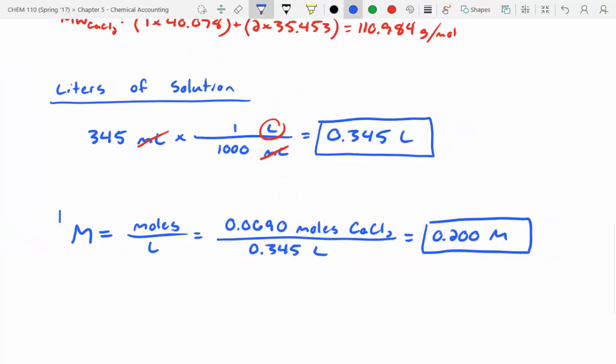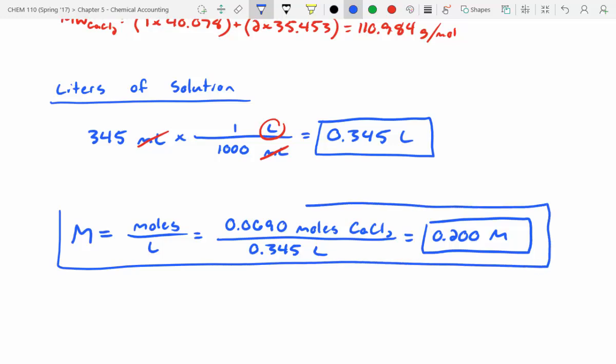So sometimes these solution problems do involve unit conversions from grams to moles, or from a liter or a non-liter unit to liters. So you have to be comfortable doing unit conversions in order to solve a lot of these solution problems. Does that make sense?